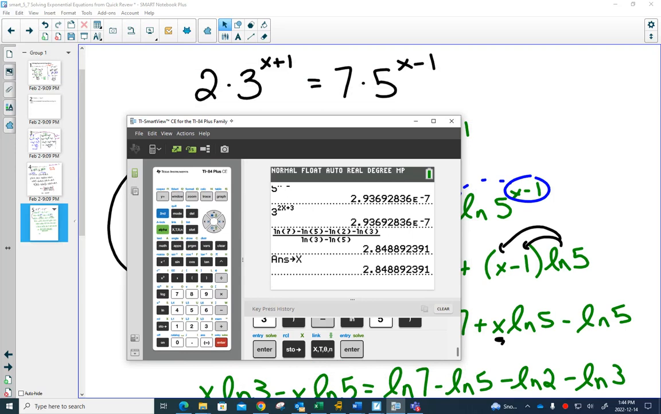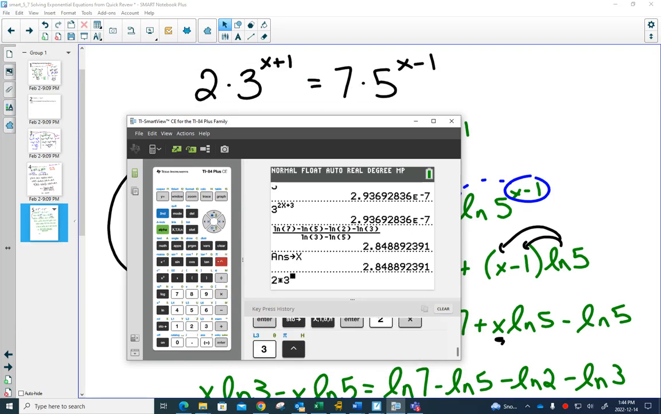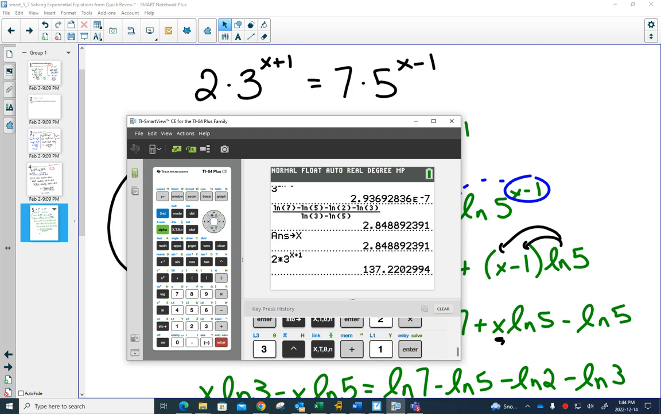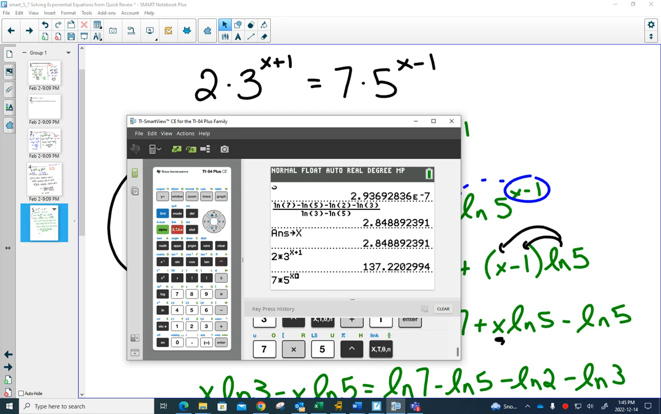And I'm going to check if I got it right. So on the left side I had 2 times 3 to the exponent x plus 1. Enter. 137.22. 7 times 5 to the exponent x minus 1.